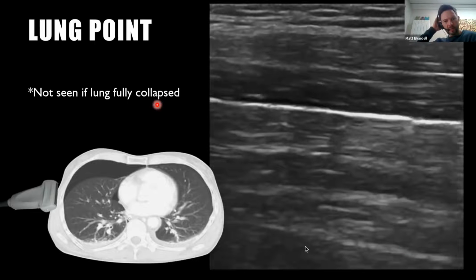One caveat to note, though, if you've got a fully collapsed lung, you're not going to see a lung point. So if you think you've got a pneumothorax, you've got no lung sliding, you've got no B lines, comet tails, you've got no lung pulse, but you can't find a lung point, that's probably because you've got a fully collapsed lung, or you're just probably not looking hard enough. So if you don't see it, it doesn't always mean there isn't a pneumothorax, but if you do see it, it's pretty specific for a pneumothorax.